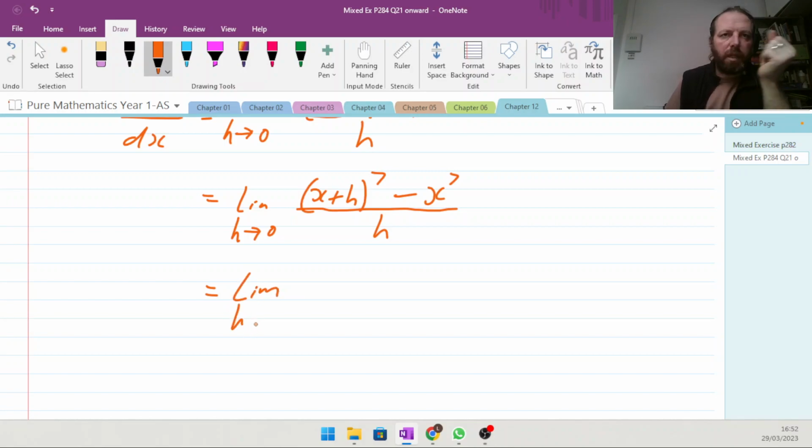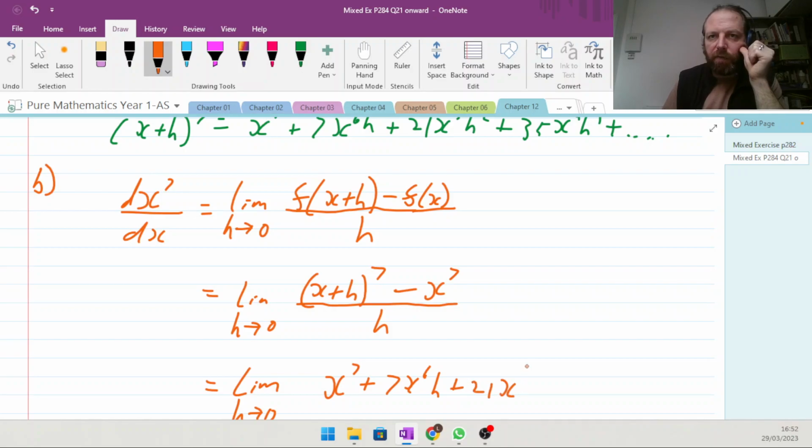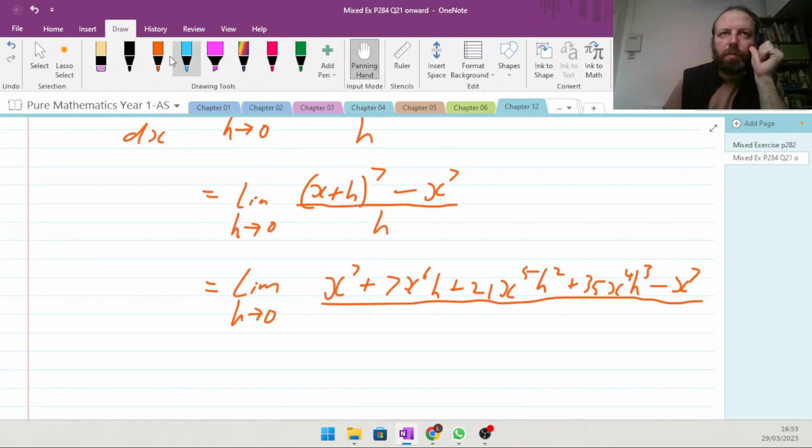And so as we multiply that out, the limit as h tends to 0, we're going to get x to the 7 plus, using the binomial expansion that we've done just up here, 7x to the 6 h plus 21x to the 5 h squared plus 35x to the 4 h cubed, and minus x to the power 7, all over h. Okay.